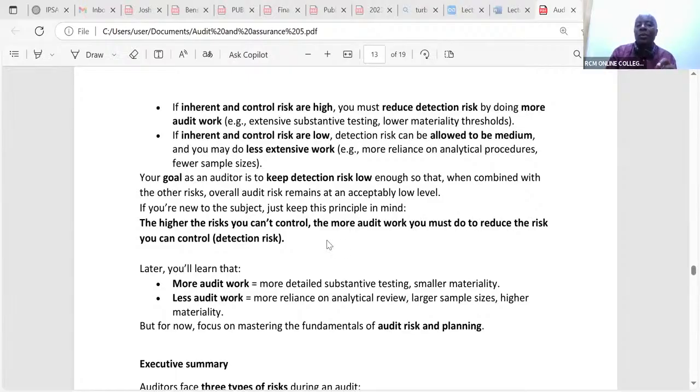Later, you'll be able to learn that more audit work equals more detailed substantive testing, smaller materiality. Less audit work means more reliance on analytical review, larger sample sizes, higher materiality.